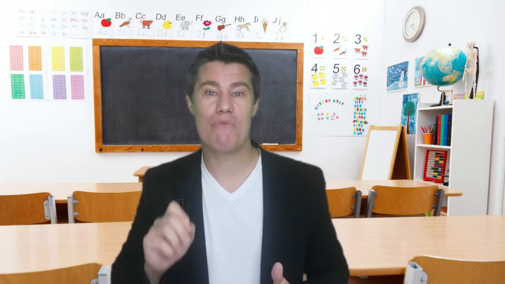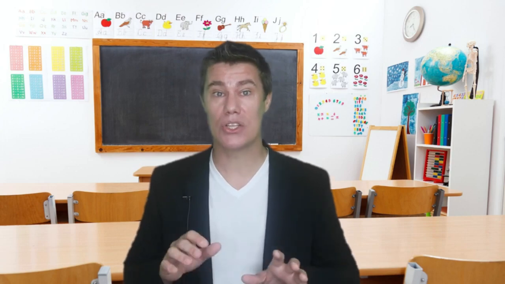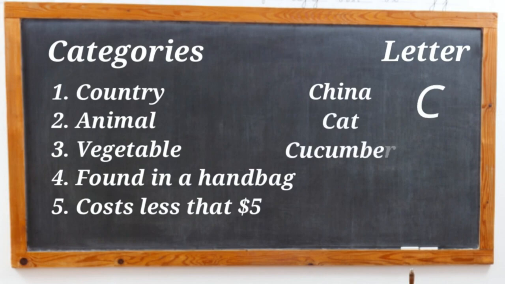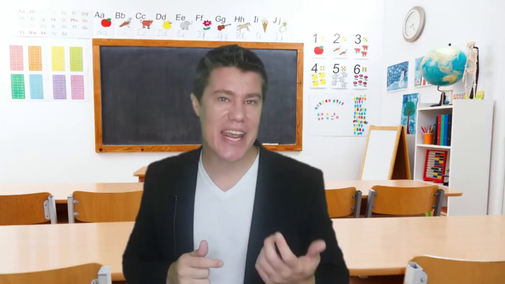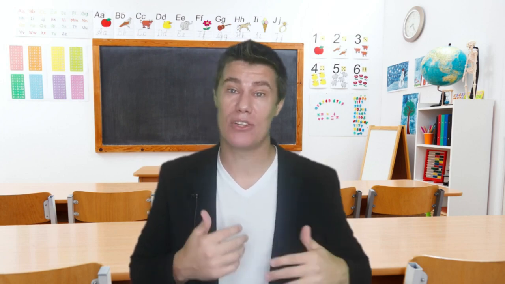Then pick a random letter. Students have to write a word for each category, starting with the letter. For example, the letter C. They have to think of words starting with the letter C for the given categories. Country, China, animal, cat, vegetable, cucumber. Only unique answers score points, challenging students to think outside the box.